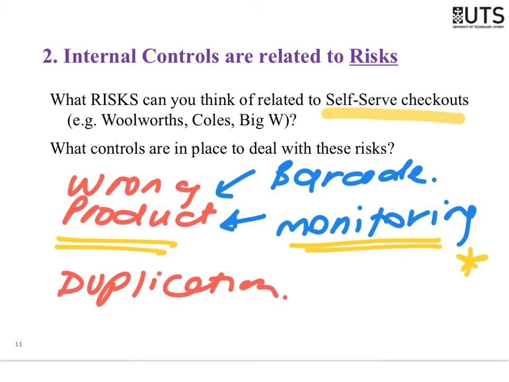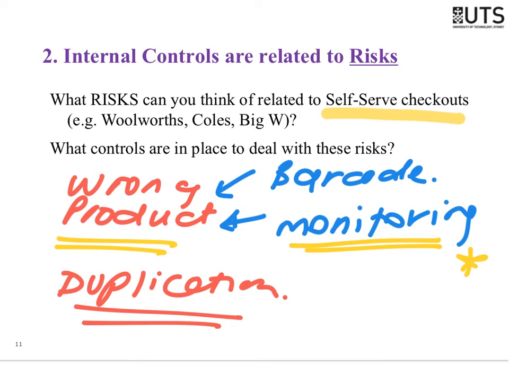Scanning the same thing twice. Now let me ask you a question. When people do the self-serve checkouts, who are the people looking at the screen? Who's the person looking at the screen? You. So if something is scanned twice, are you going to do something about it? Yes. So this is often not really that big of an issue.